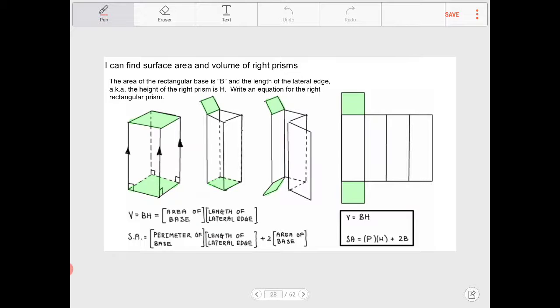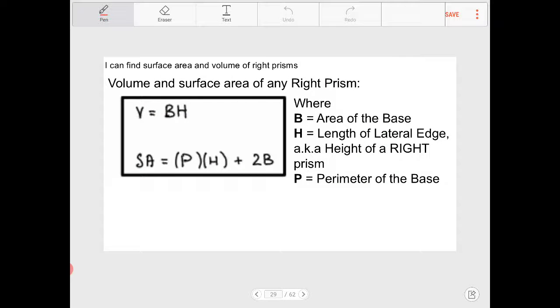It's the same formula again. It's the same exact formula. Volume is base times height, the area of the base times the height. Surface area is the perimeter times the height plus 2 times the area of the base. So actually, this is the general formula to find the volume and surface area of any prism.